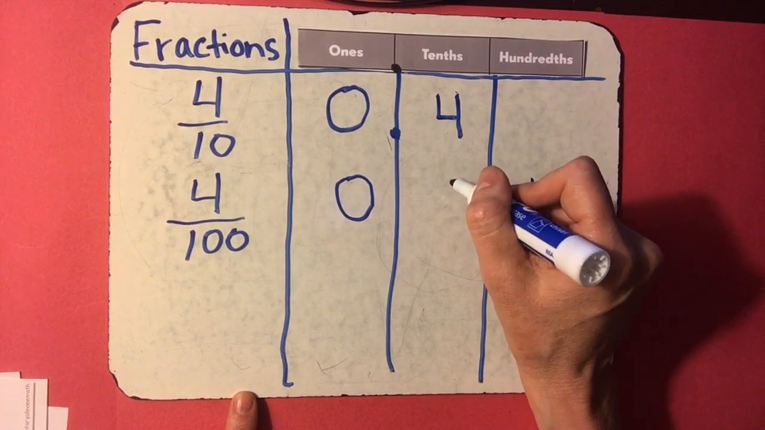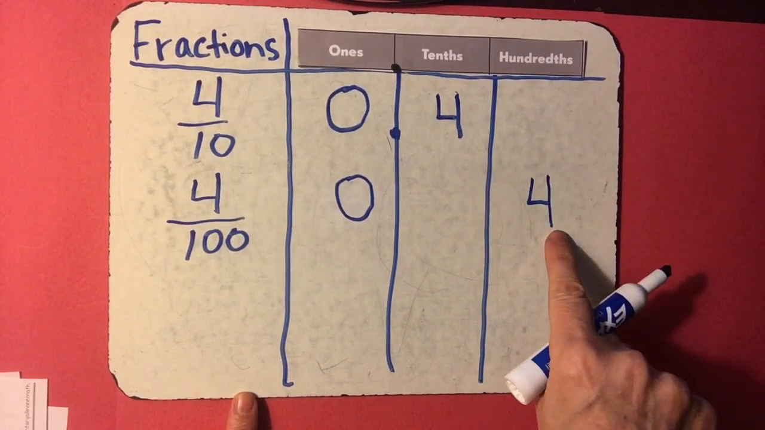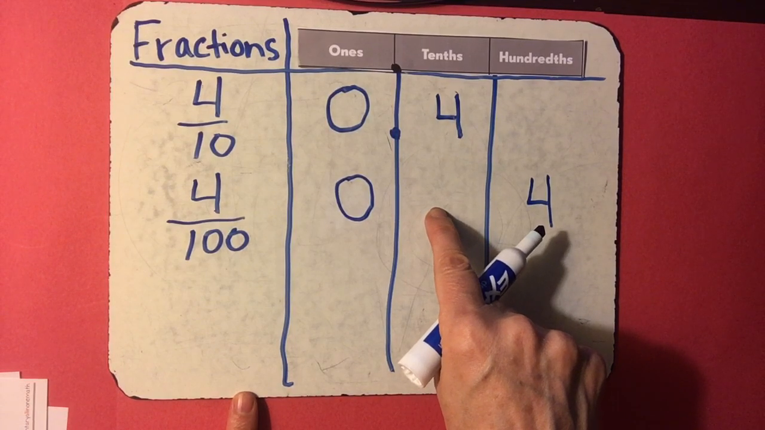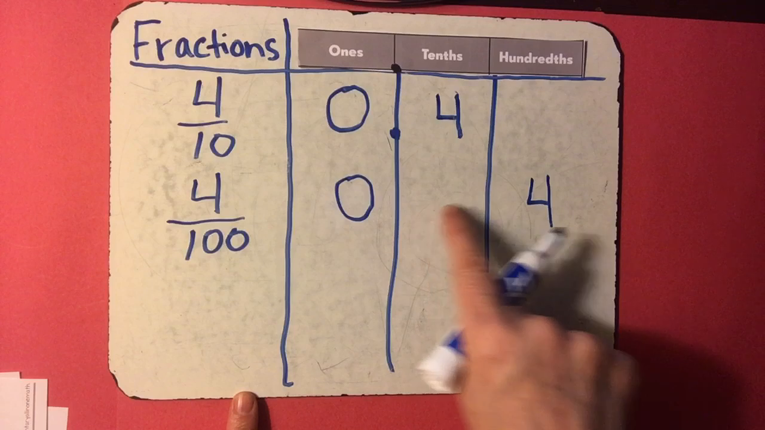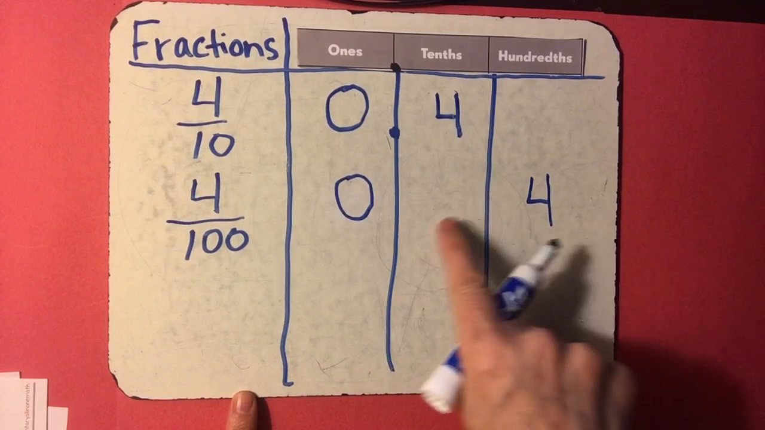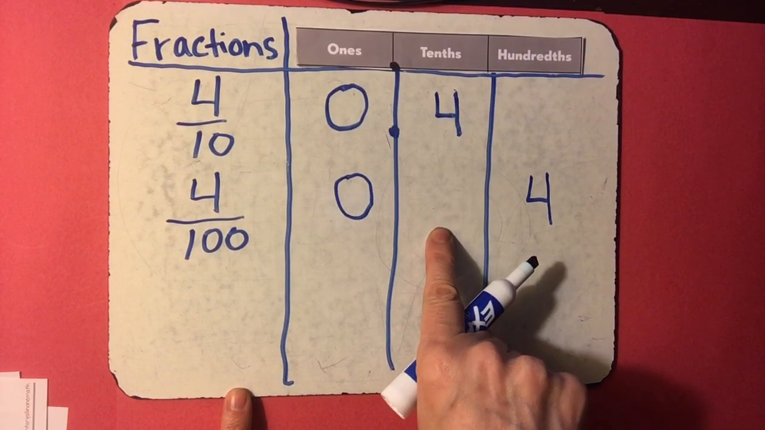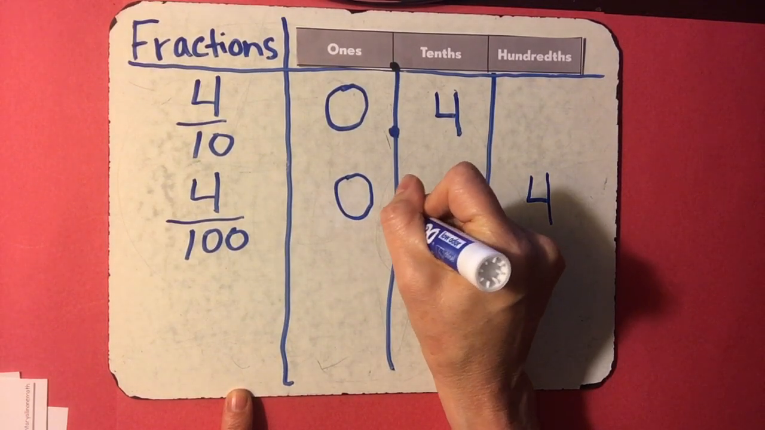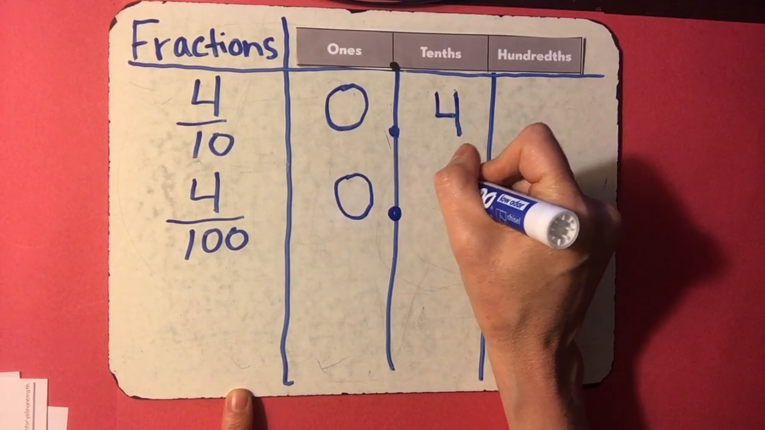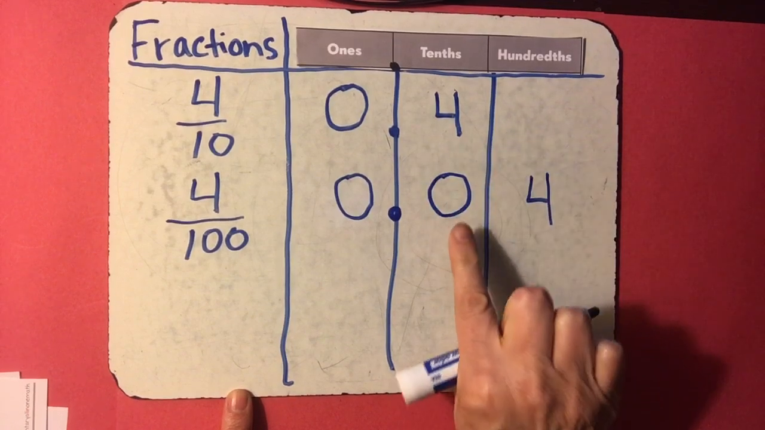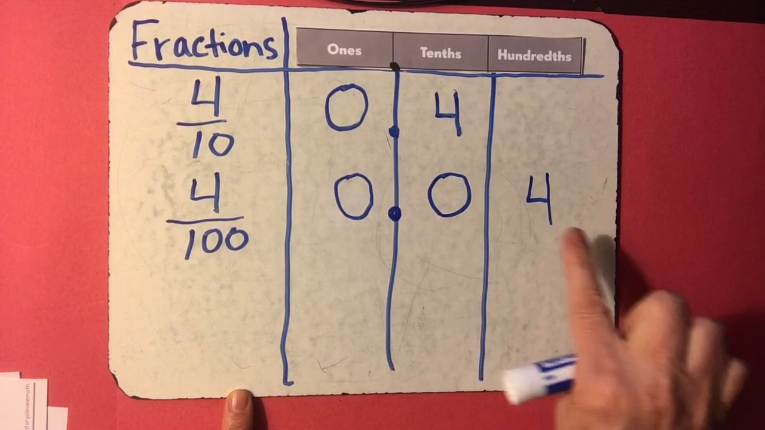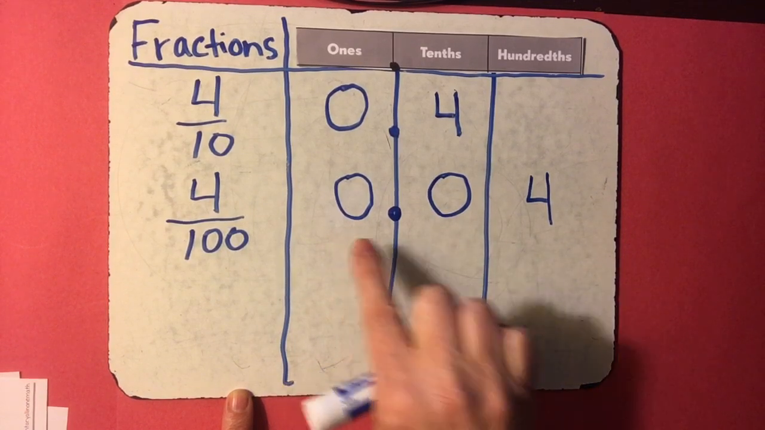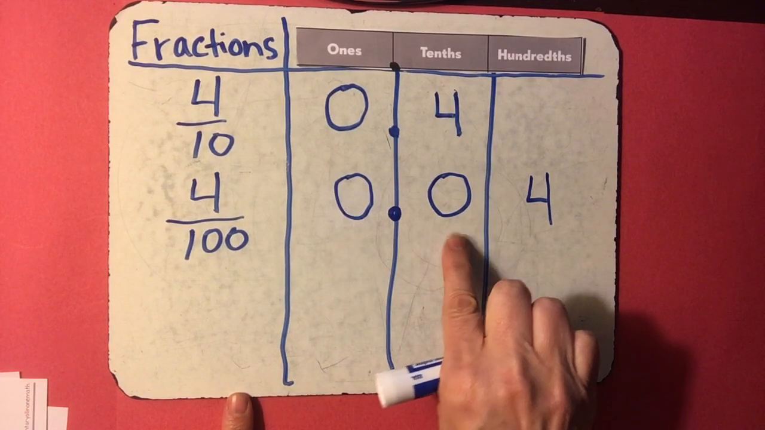It's not 4/10. If it was 4/10, it would be like 4 dimes, which would be 10 plus 10 plus 10 plus 10, 40 cents, right? 4 pennies is very different than 4 dimes. So when you write a number like this, you have to make sure you have that placeholder 0 to show that there are no tenths and only hundredths. So these two zeros are telling us there are no ones and there are no tenths.